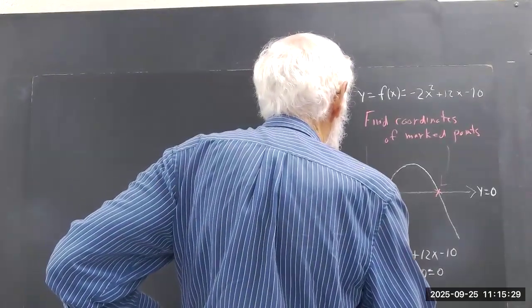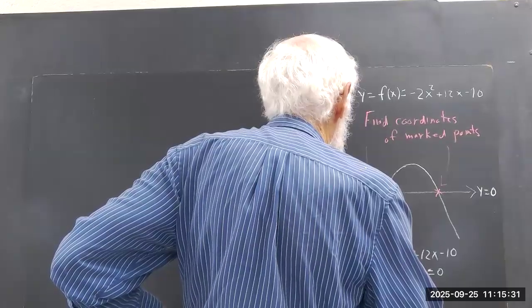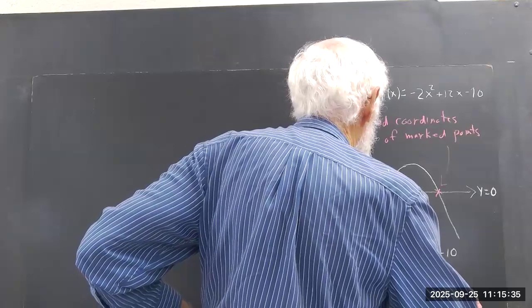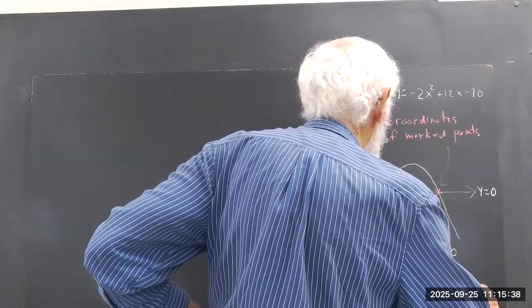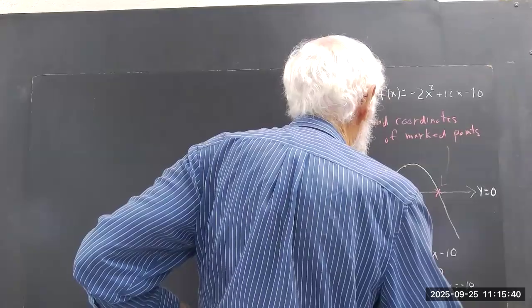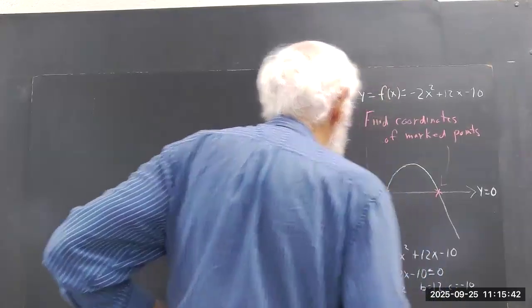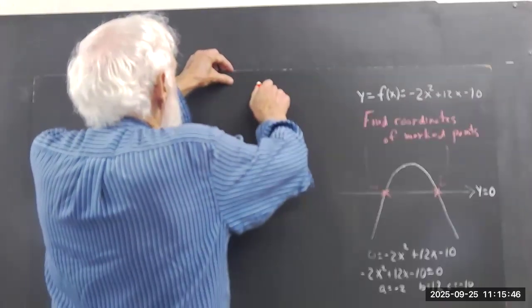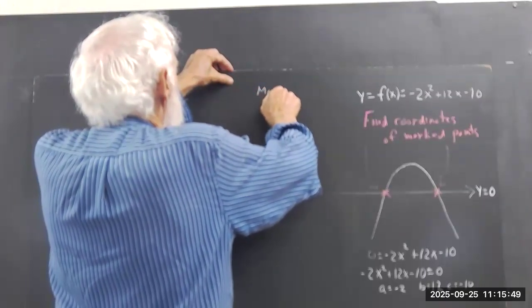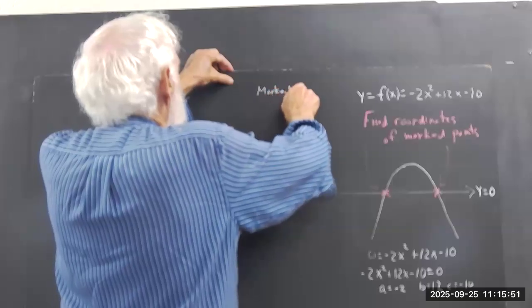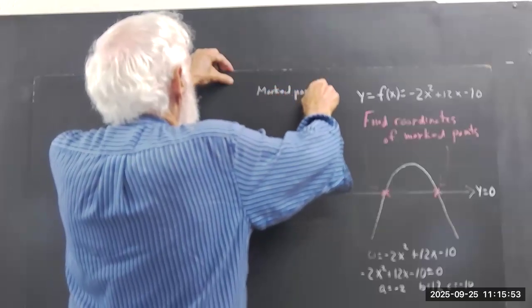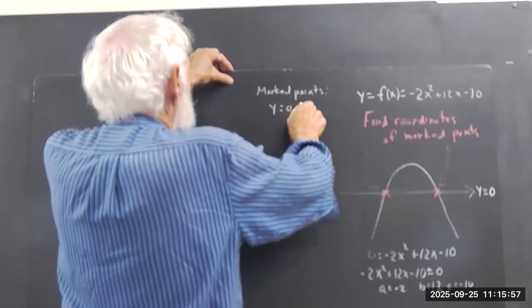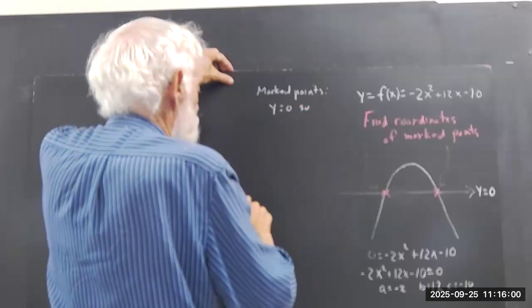So a equals negative 2, b equals 12, c equals negative 10. So that, for the marked points, y equals 0.